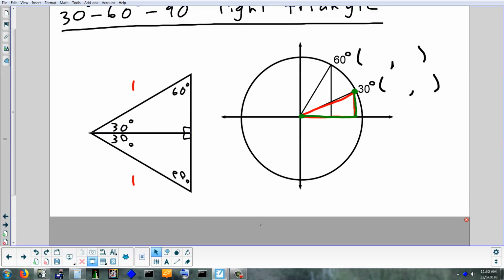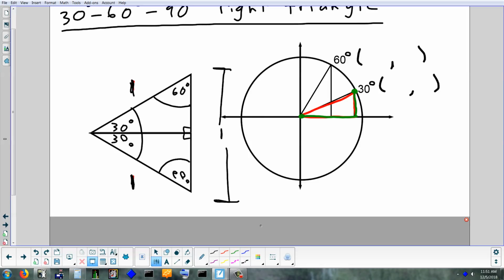What did I just create? I just created a big triangle. And what kind of triangle is it? Equilateral. 60, 60, 60. So that means, what does equilateral mean? All the sides are the same. So this is 1. We already knew that. This is 1. We already knew that. But here's the important part. This is 1. From the top to the bottom on that side is 1.